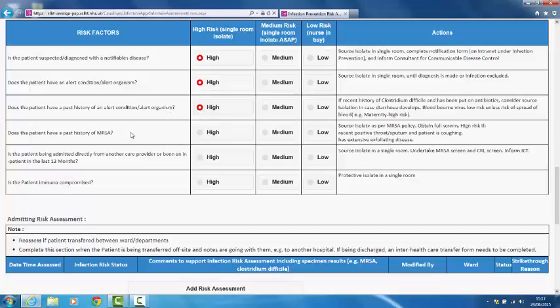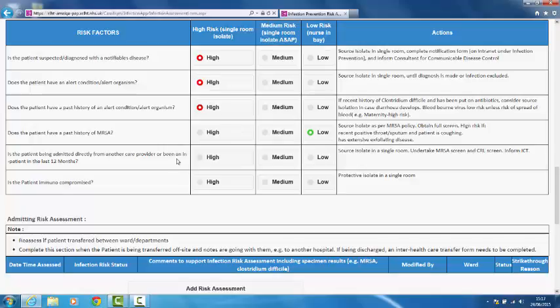Does the patient have a past history of MRSA? If, for example, our patient had MRSA but has had 3 negative screens since they were first positive, they would be classed as a low risk. However, our patient already has 3 high risk factors. Any one high tick in any of those risk factors is an automatic need for a single room.